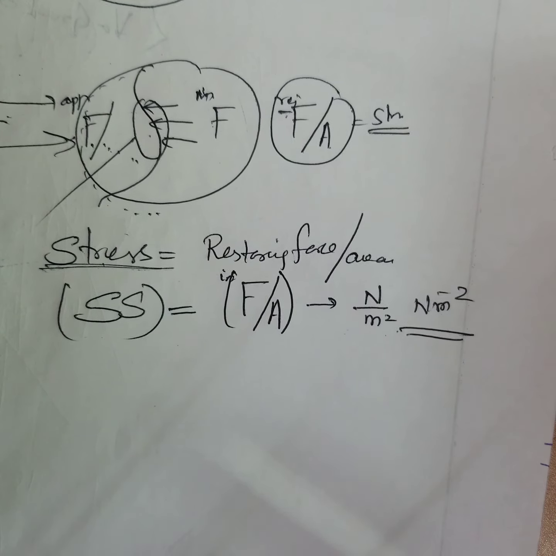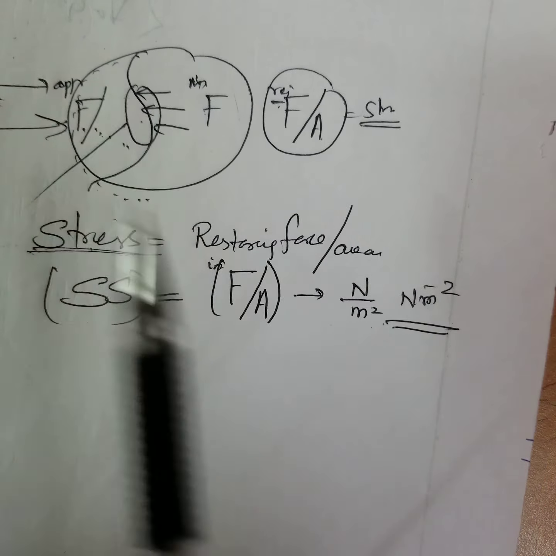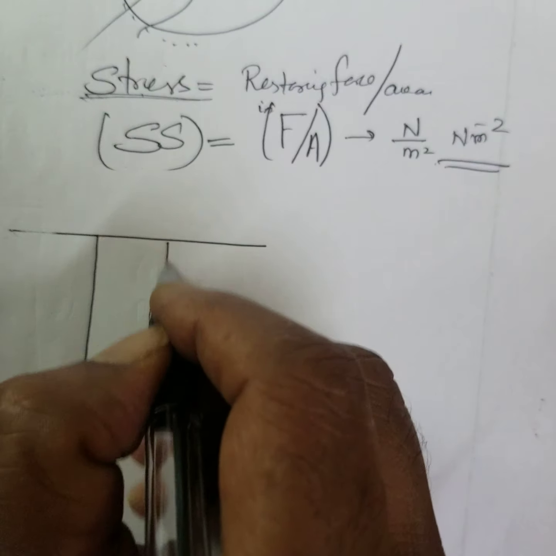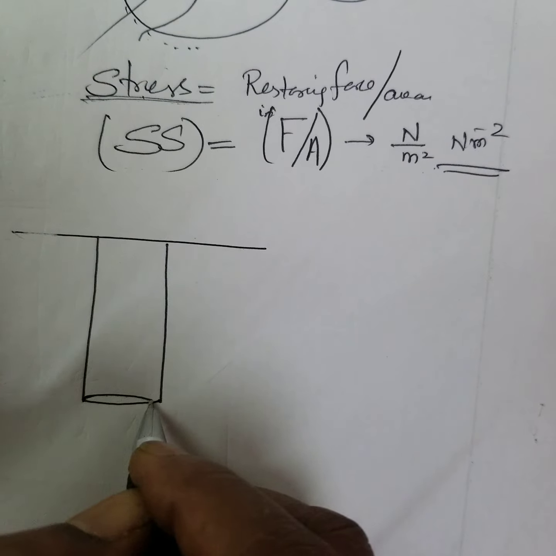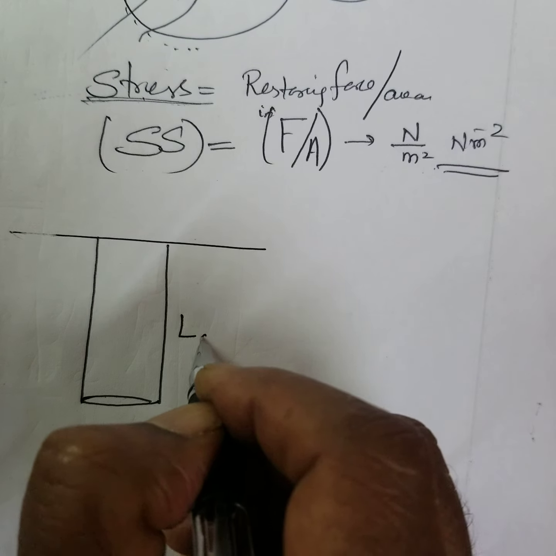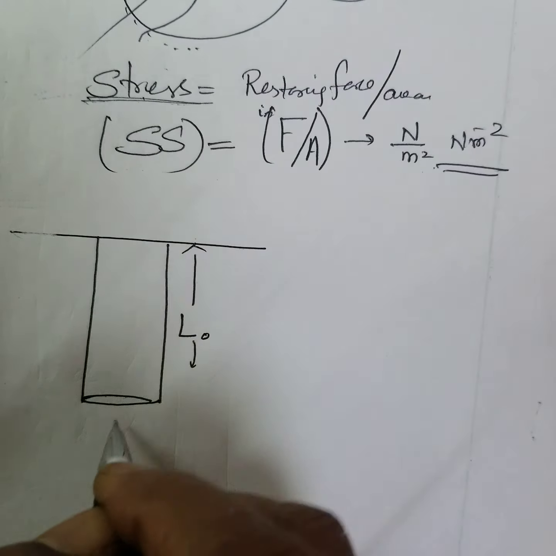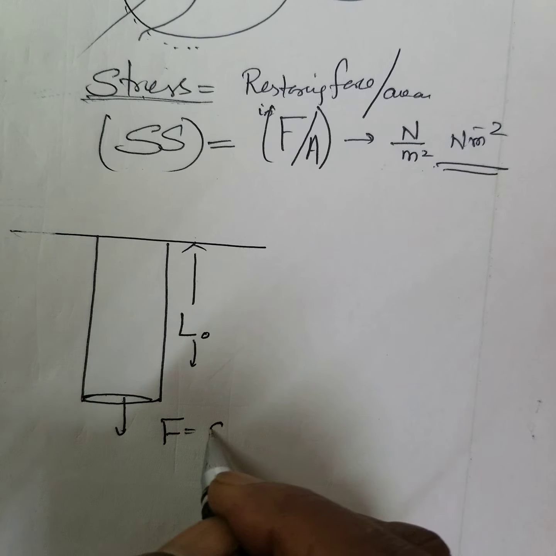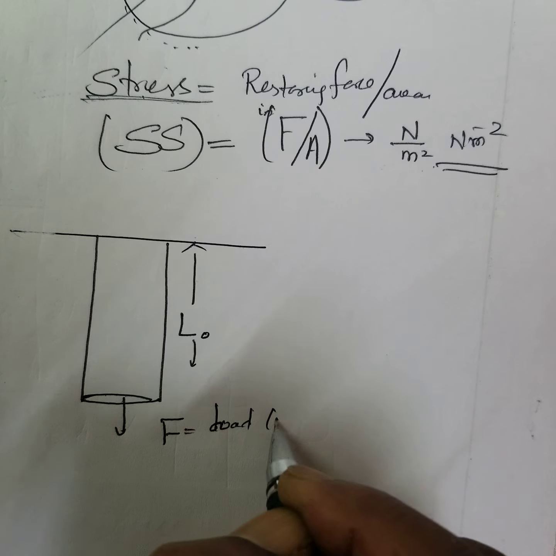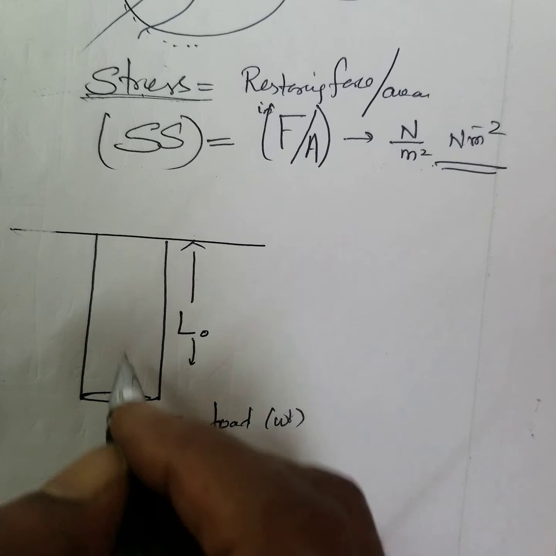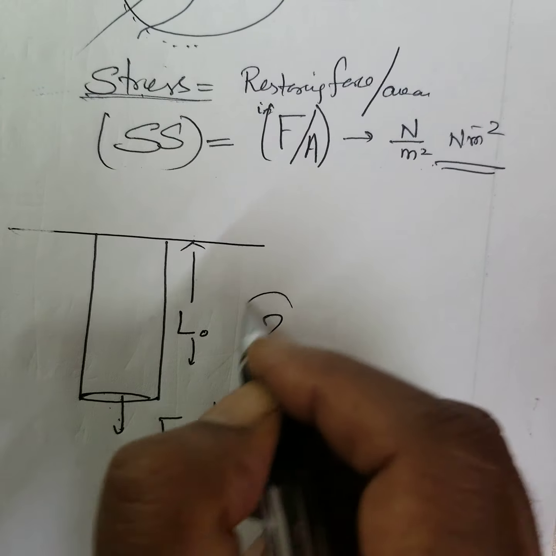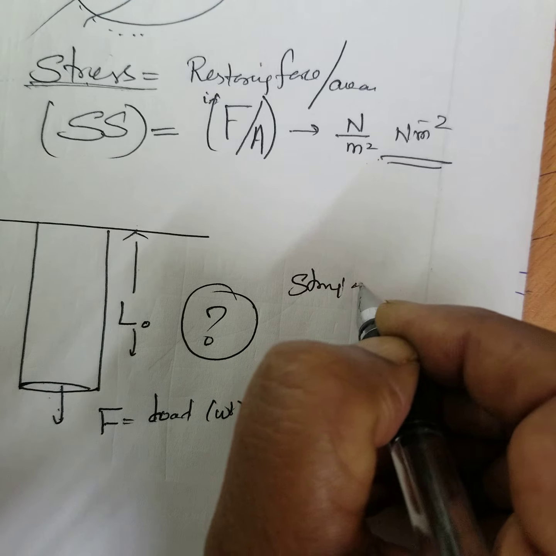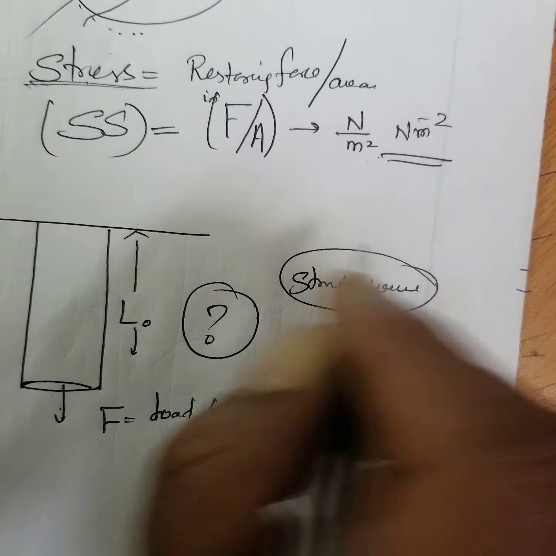Now, I will tell you what happens when a wire or a rod of length L, suppose L0 is the original length, if I apply a force, if I stretch it, if I keep adding a load, meaning if I keep adding a weight, what happens? That we are going to study. Therefore, stretching of wire, I will discuss in the next class.